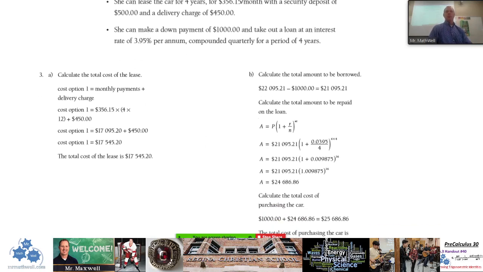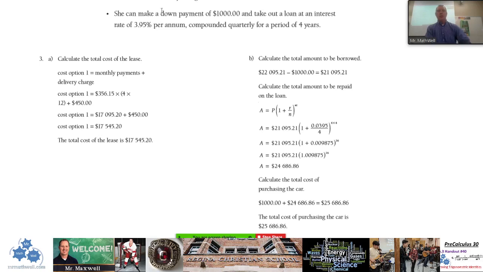What about B? What about if she buys it? Remember, the down payment comes off the total at the very beginning. So there's the original total. That down payment is going to come right off the top. Now that's great because we're going to pay less interest now.